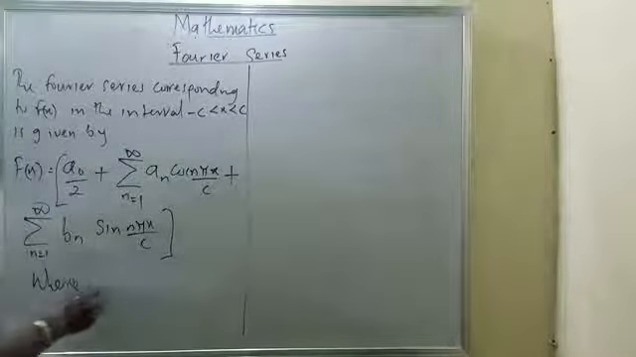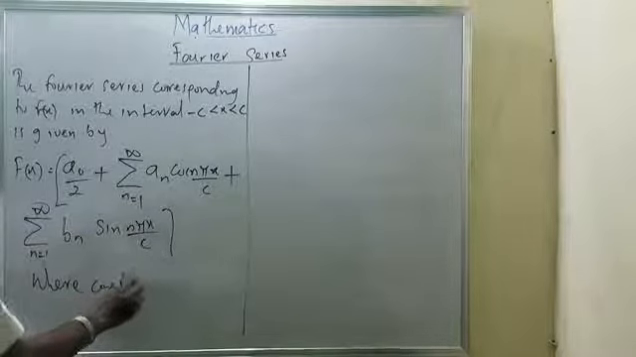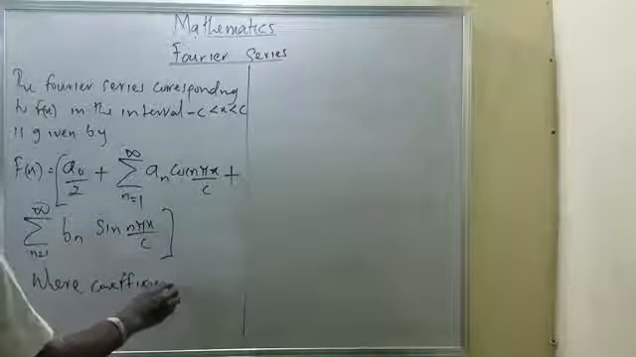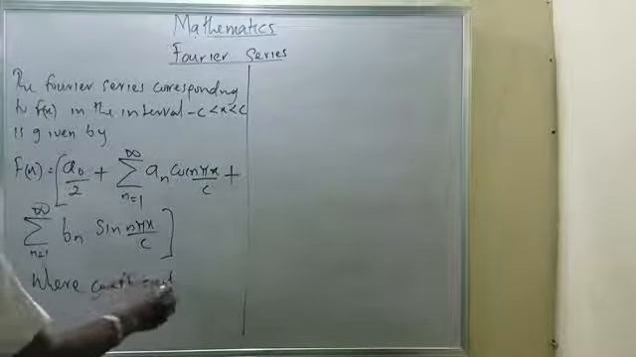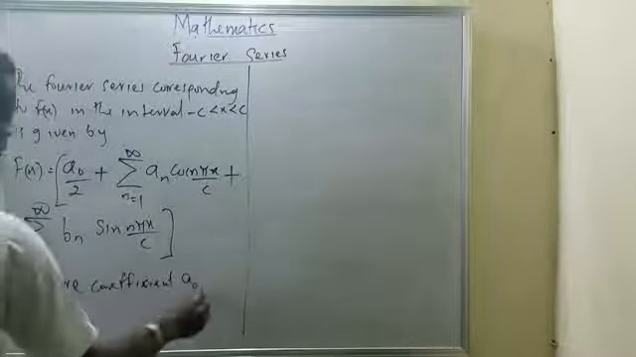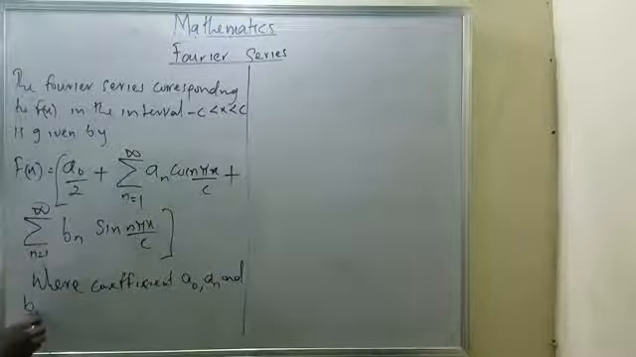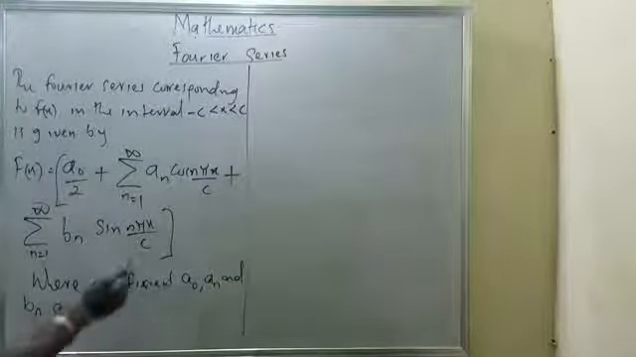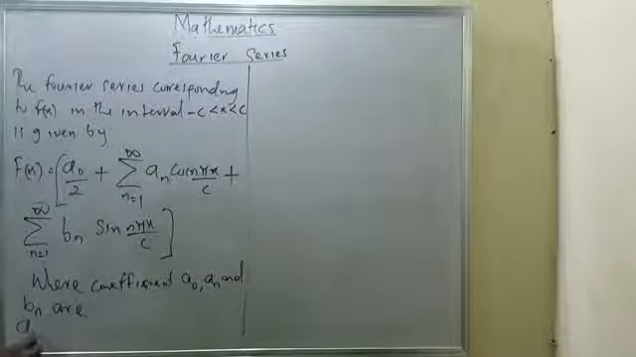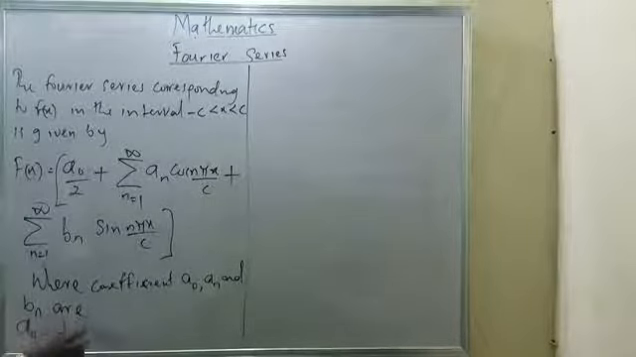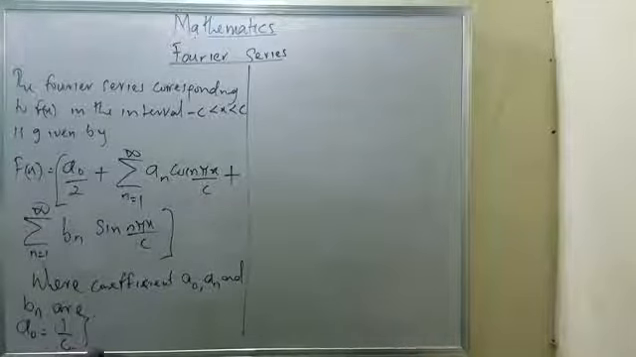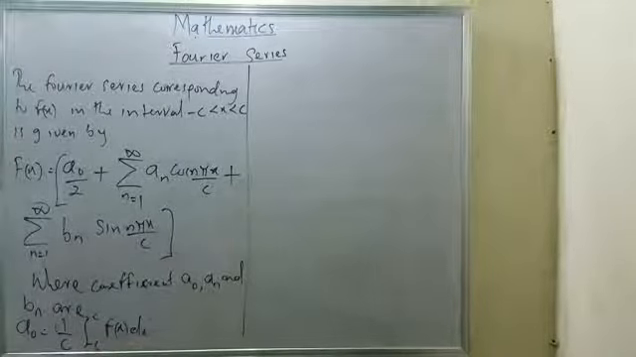Now, take note, where the coefficients a naught, a n, and b of n are: a naught equals 1 all over c, integral of minus c to c of f of x dx. That is my a naught.